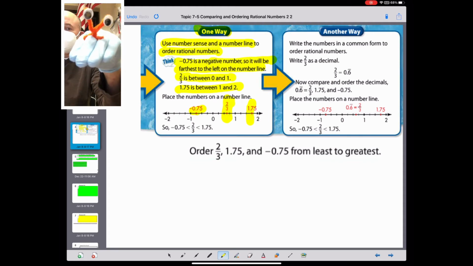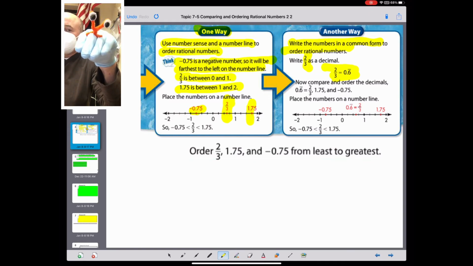The next thing that you could do, kids, is you can write the numbers in a common form and then order the rational numbers. This means that you're going to turn them either into all decimals or all fractions. Okay? So you could write 2/3 as a decimal. Why don't you pause the video, Mr. Trolla, and show them how you would change 2/3 into a decimal.